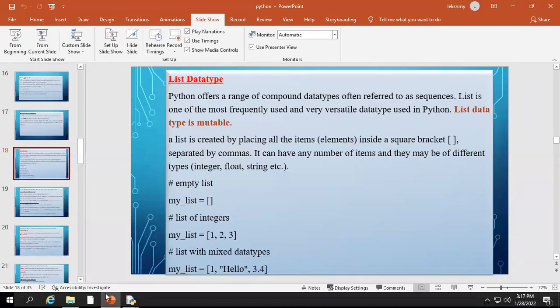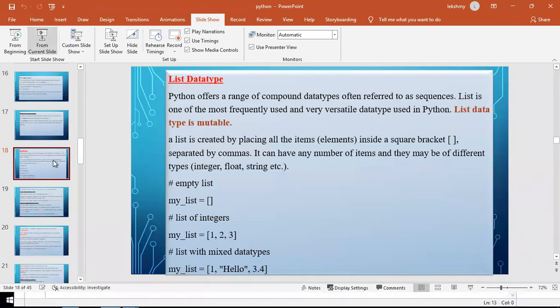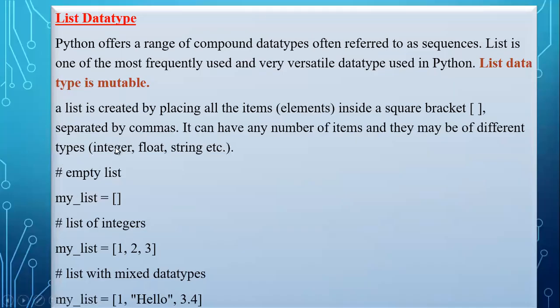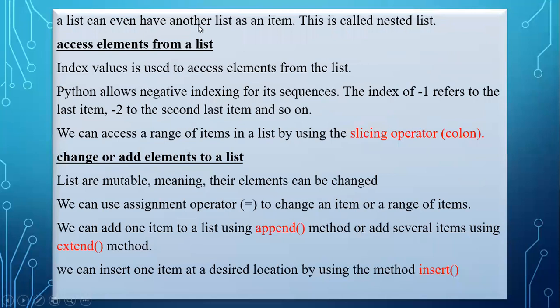Now, what operations can I do with the list? How can I use the list items? A list can have another list as an item. That is called what? A nested list. So inside a list, an item is another list. That is called a nested list, which we can also create. And how to access elements from the list. Together I'll show you the example of how to create a nested list and how to access the elements from the list. Index values are defined there.